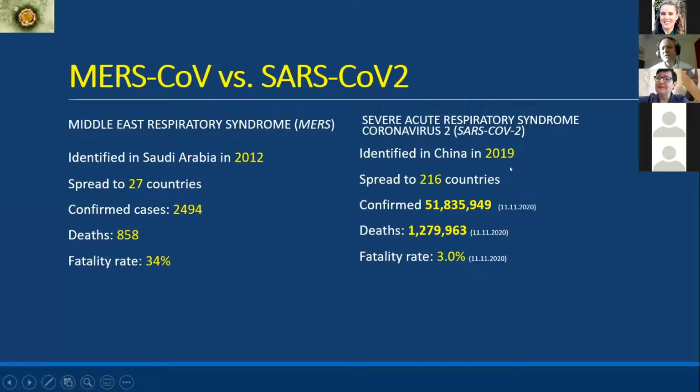This is compared to SARS-CoV-2, the virus that we are suffering from now, which hit more than 216 countries with more than 50 million cases affected. This is as of this morning, and more than 1.2 million people died from COVID. That gives it a fatality rate of 3%. So although the fatality rate is different between MERS and SARS-CoV-2, luckily, the fatality rate in SARS-CoV-2 is about 3%, but the spread of this virus is everywhere.